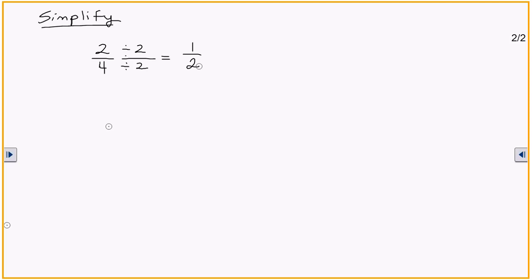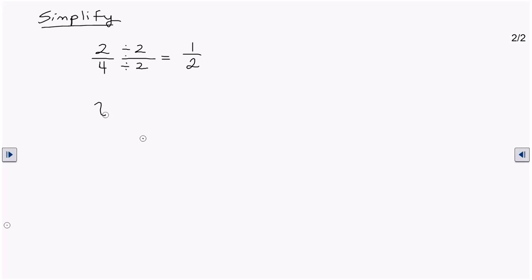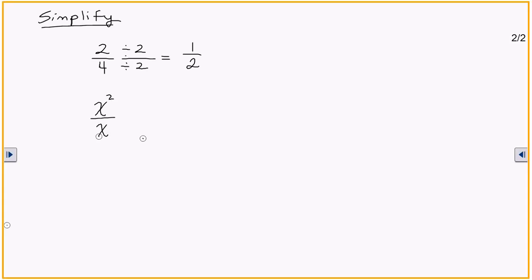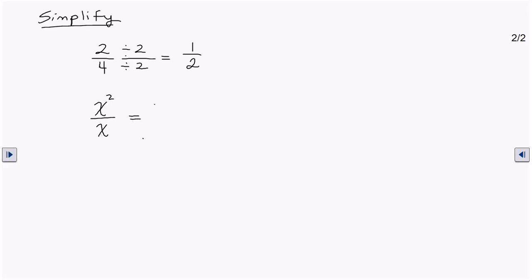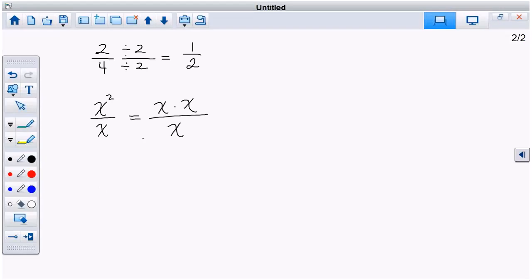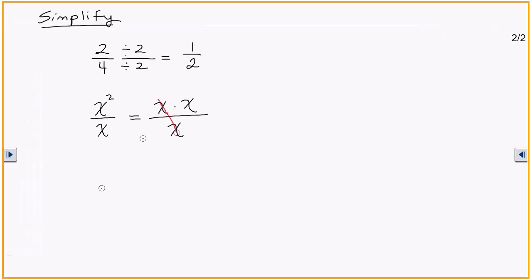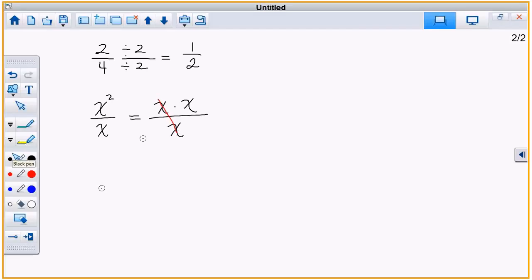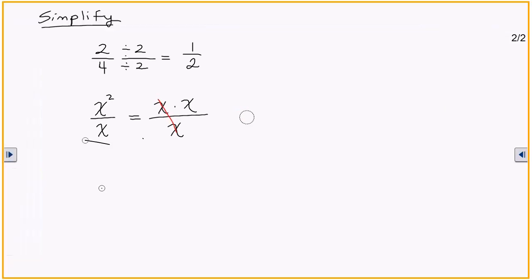So let's start off simple, and let's start off with x squared over x. Now this is an expression. It's an algebraic expression. And we can simplify it two or three different ways. From the previous videos on exponents, we know that a base raised to a second power means that we can rewrite that as x times x over x. And of course, x over x, that is a factor of 1. Anything over itself is 1. So our answer is x.